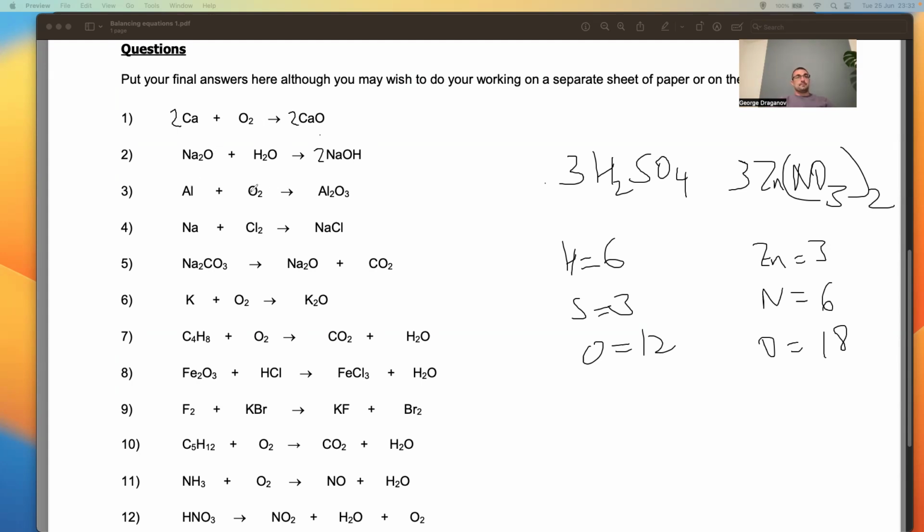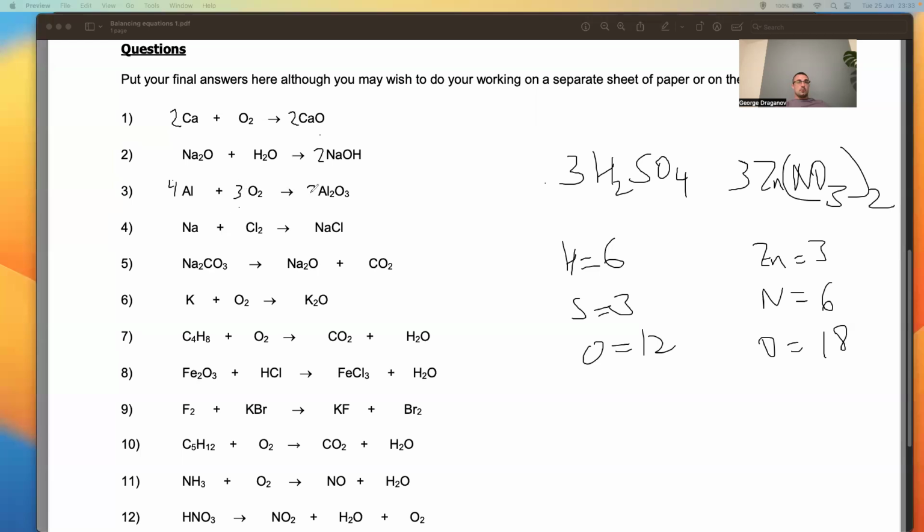Next one, aluminium. There's 2 here, so I'm going to put a 2 here. There's 3 oxygens, but 2 here. So what do we do? Don't be afraid to use a 0.5, so it'll be 1.5, because 1.5 times 2 is 3. The exam questions will always accept multiples. This is perfectly acceptable. Now, if you don't like it, you could double everything. So this will turn into 4. This will turn into 3.